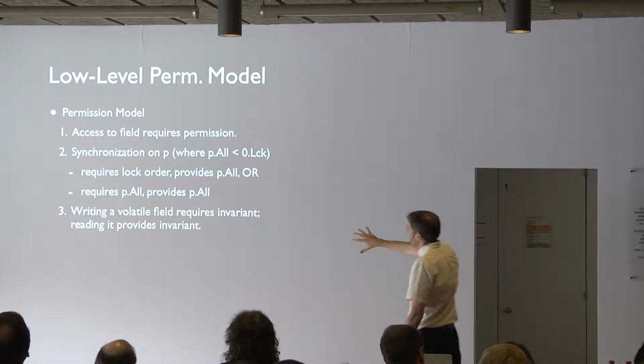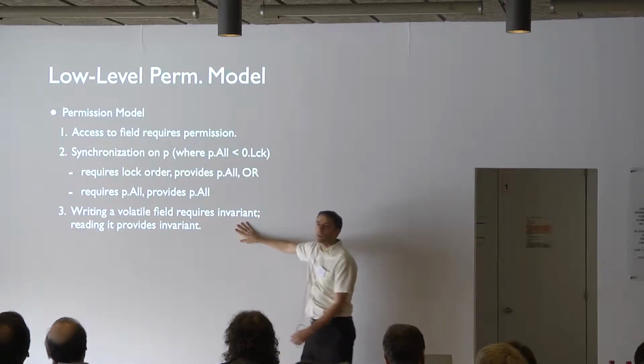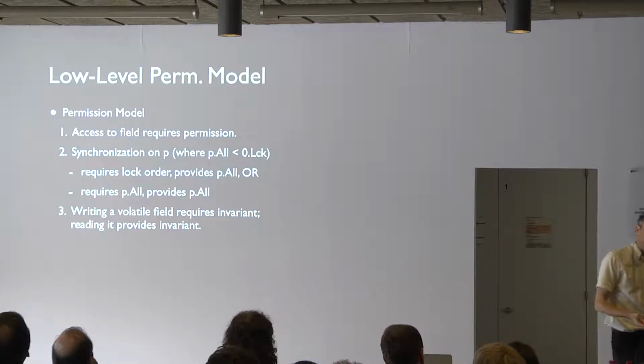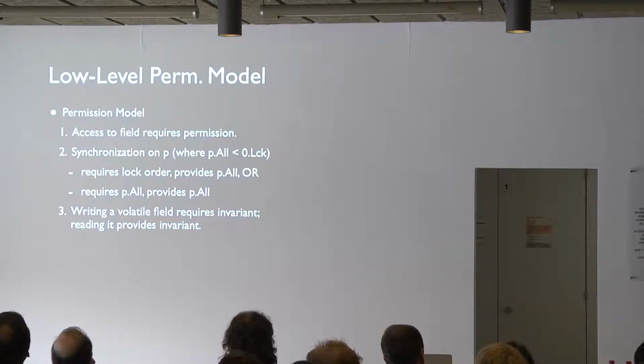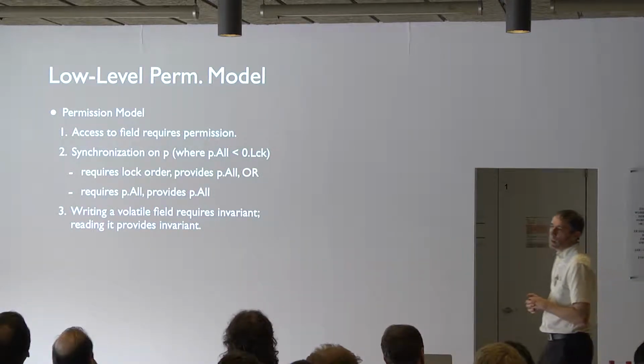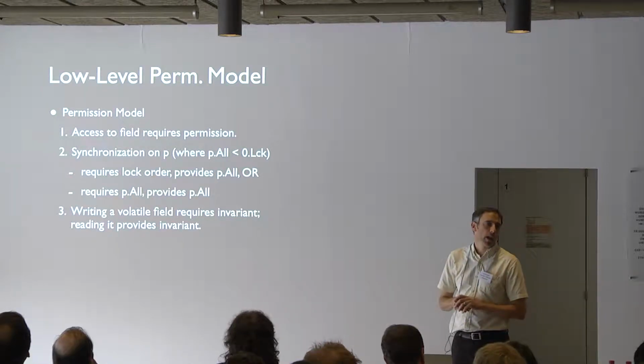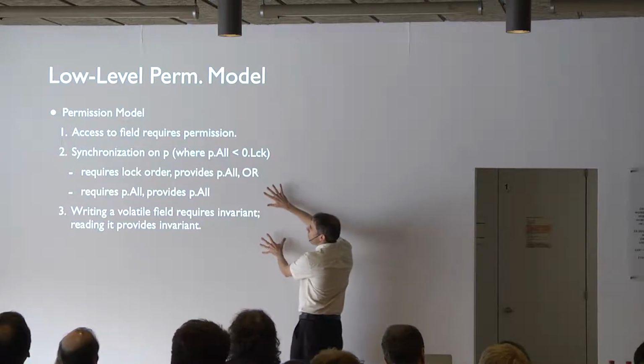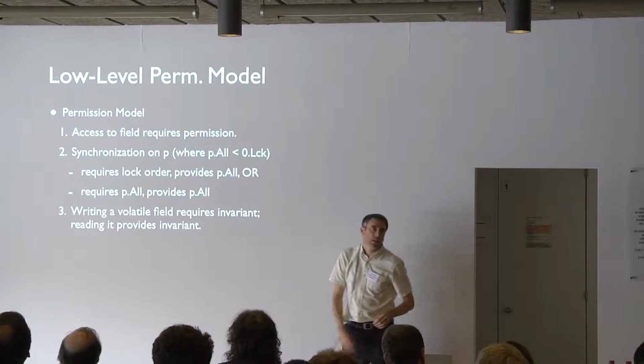And then finally, the third rule here is that if you write a volatile field, you need to ensure that the invariant is true for the value you're writing into it. And if you're reading a volatile field, you are allowed to assume that the invariant is true for the value you get out. So this is the low-level permission system. These are the rules you need to follow. It's very basic.